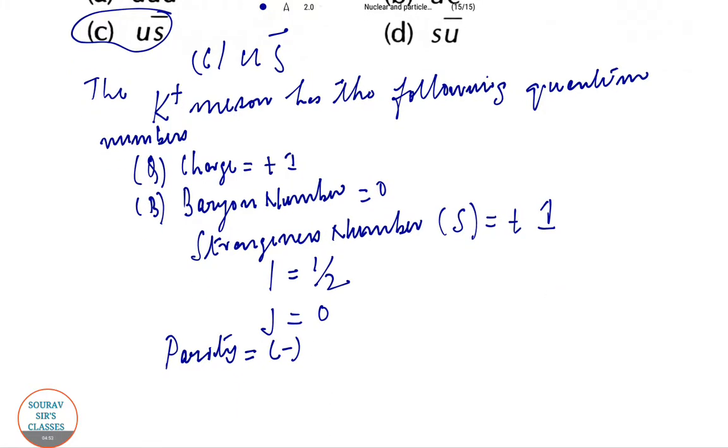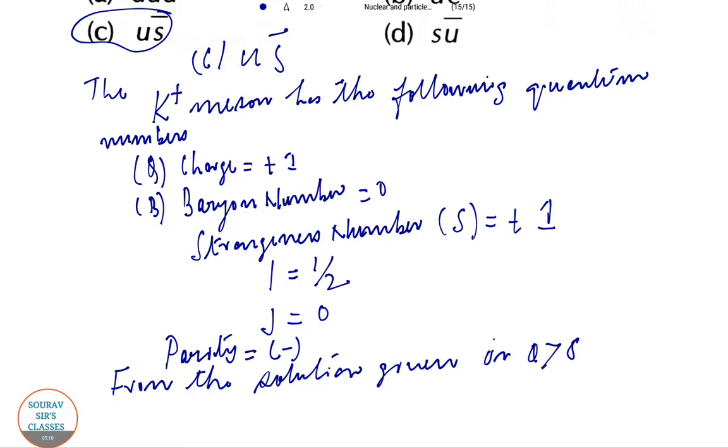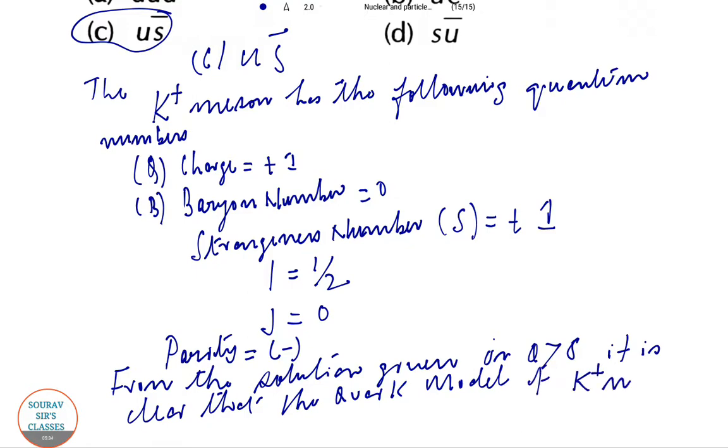From the solution given in question 8, we have already discussed this quark model in question 8. It is clear that the quark model of the K plus meson is US. Okay, so the answer is US.